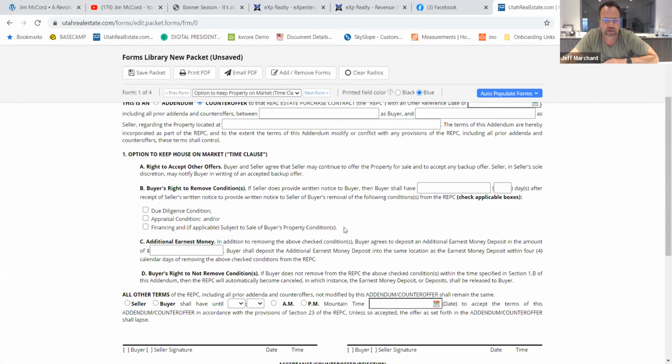financing and, oh, here it is right here. I skipped right over there. You guys probably read this and were thinking I was crazy. Financing and, if applicable, subject to the seller, buyer's primary property condition. That's the biggest one you're going to see this on.